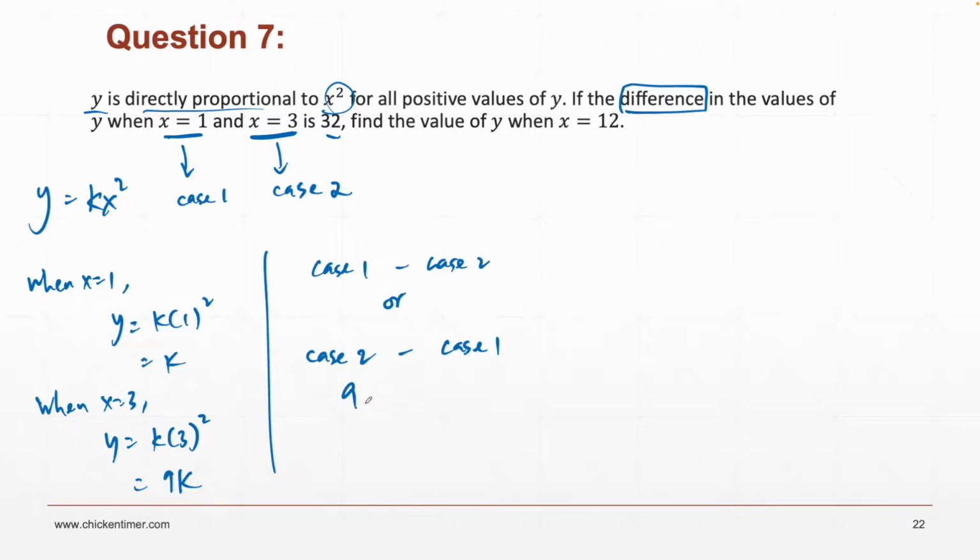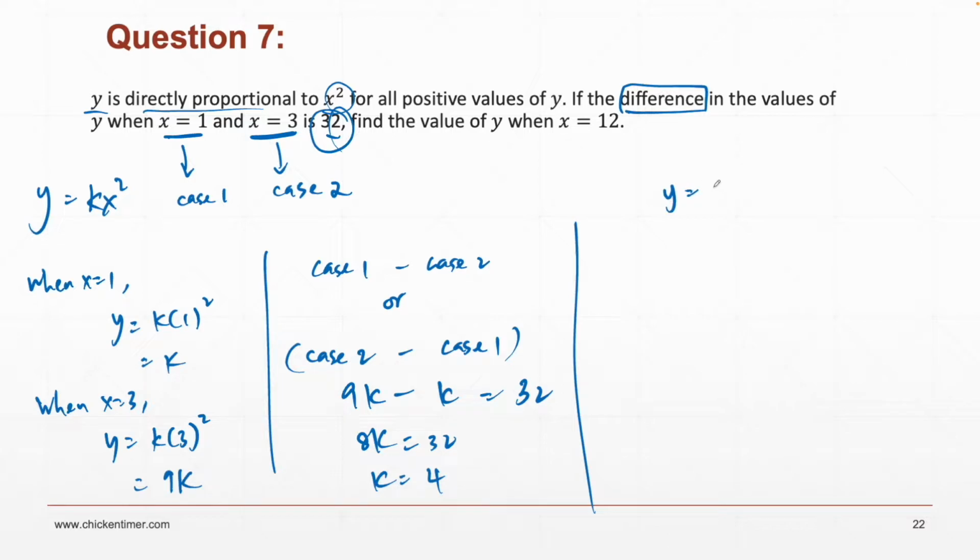So in this case, I would use 9k, case 2 minus case 1, so 9k minus k. Then they say it is 32. So 9k minus k is 32. So 8k is 32, k is 4. So the expression will be y equals 4x squared.